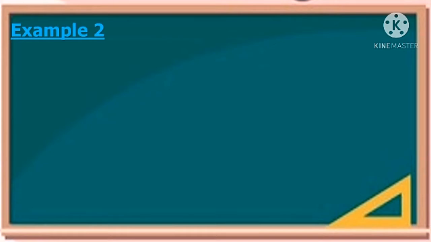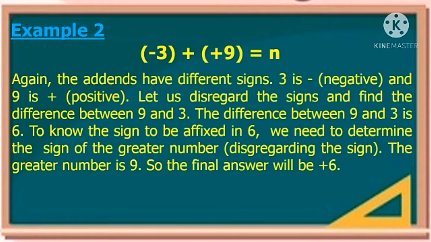Let's have another example. Negative 3 plus positive 9 equals n. Again, the addends have different signs. 3 is negative and 9 is positive. Let us disregard the signs and find the difference between 9 and 3. The difference between 9 and 3 is 6.